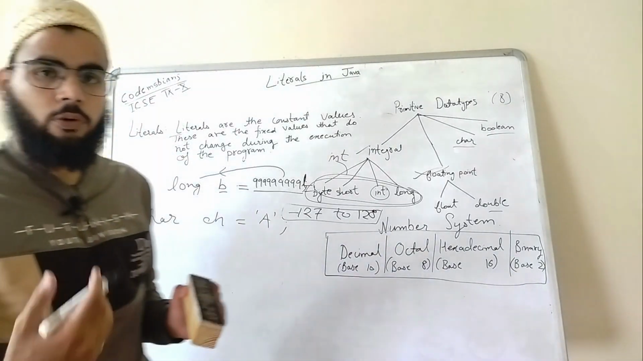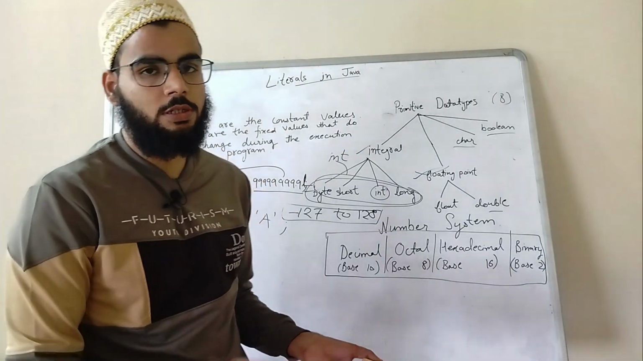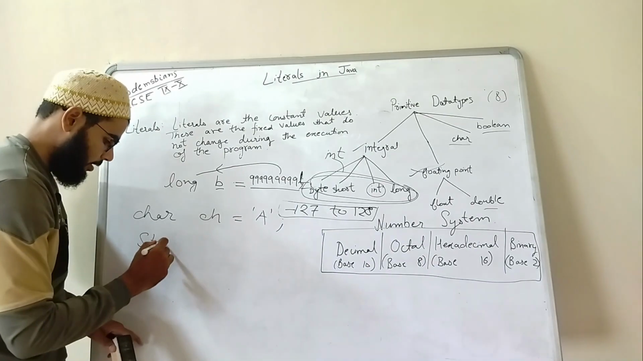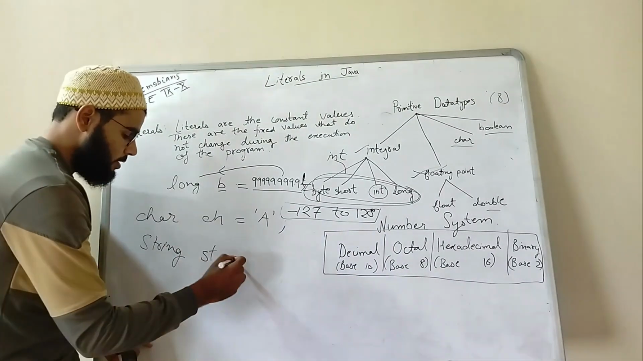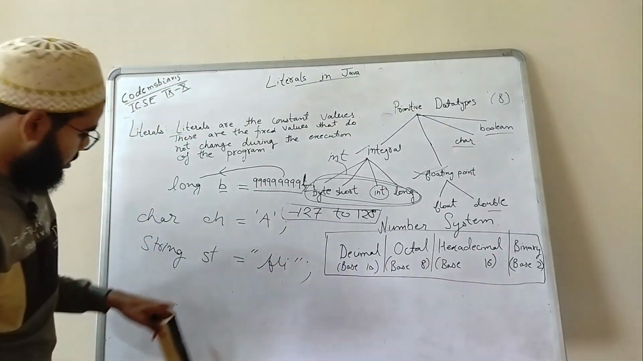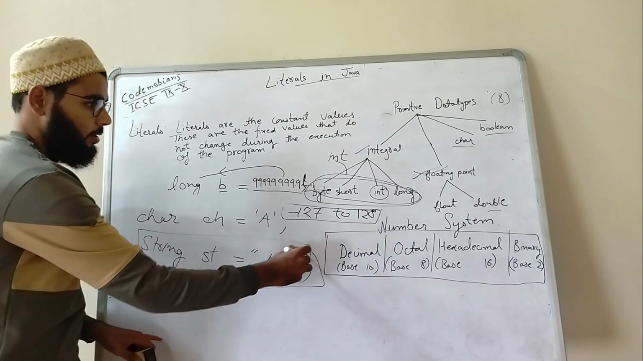If I have to put more than one letter, for example, I am storing the name of a person, you guessed what I will do? Exactly, I will use a string. String is a class, right? And let's say I am using String st equals Ali, my surname. So we can put it like that. Yes, this is how we can do that.